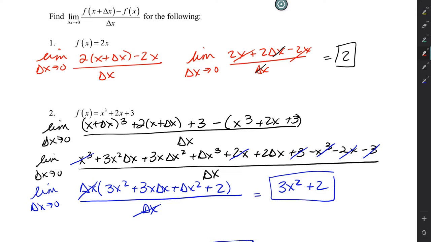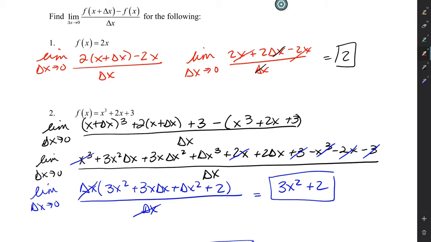Distributing the 2, I get 2x plus 2 delta x plus 3. Distributing the negative sign gives negative x cubed minus 2x minus 3. The 3 terms at the back, the x cubed, negative 2x, and minus 3, cancel with 3 terms at the beginning, the positive 3, the positive 2x, and the positive x cubed.